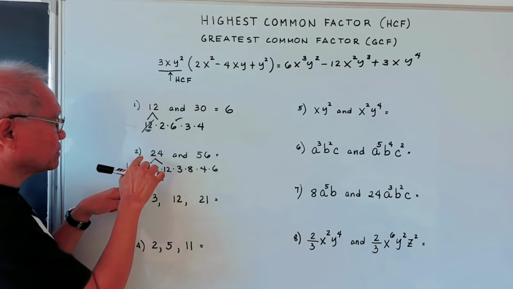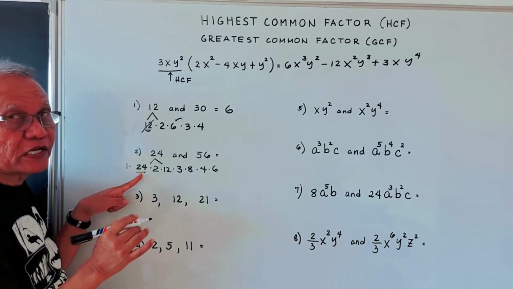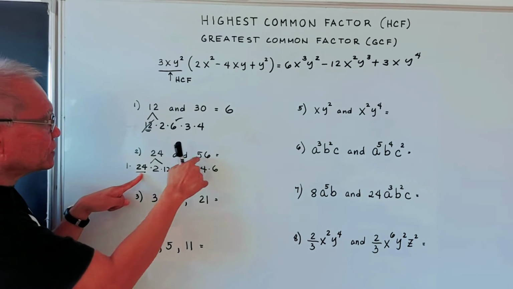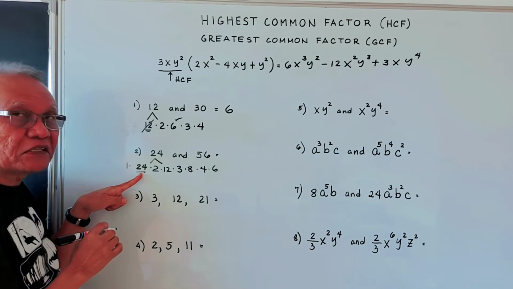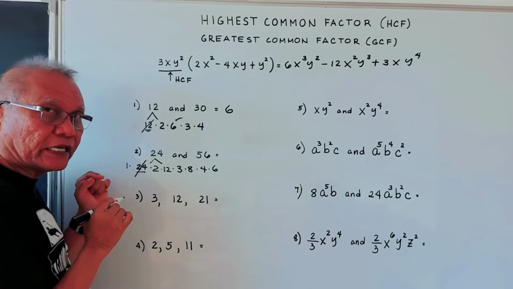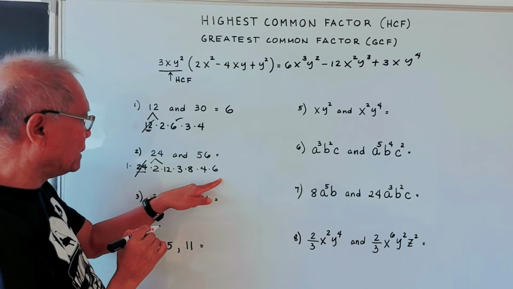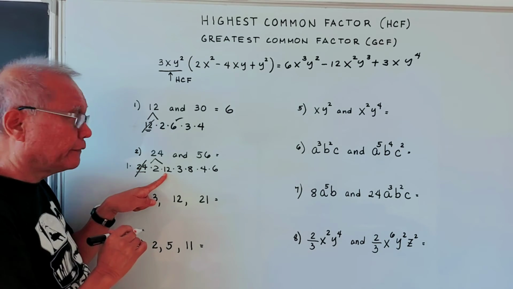Divide 56 by 24. If that is exact, then 24 is our HCF. But 56 divided by 24 is not exact, so we cancel this one. This is not the HCF. So the next highest factor, the second to the highest of 24, is 12.